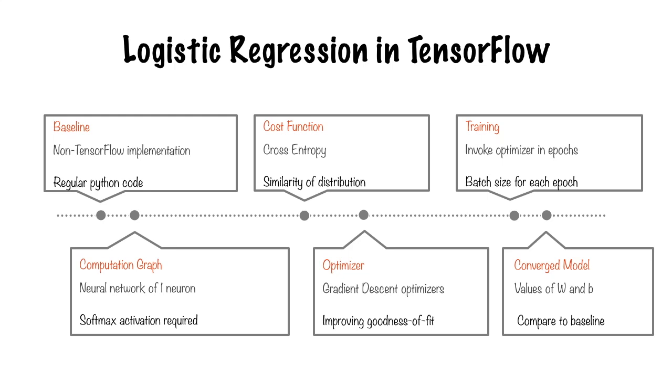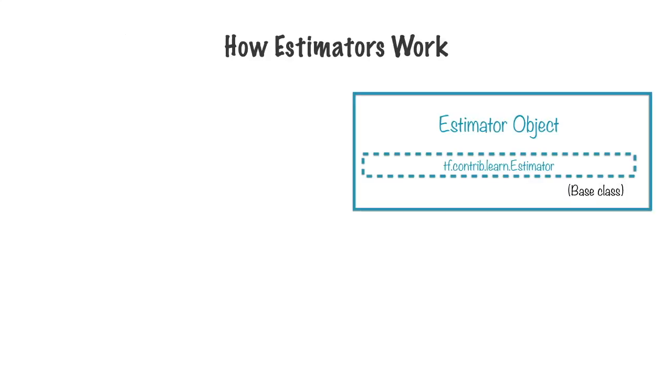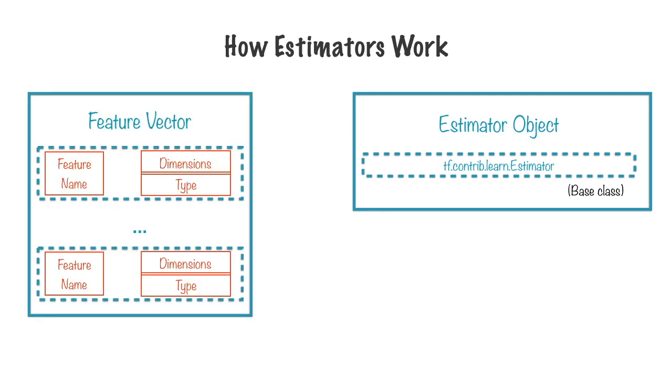This is where estimators come in handy. These are a high level way of performing these same algorithms with just a few lines of code. So here's the basic idea of how all estimators work. We need to instantiate an estimator object. We also need to specify a list of all possible features out there. This is a very large, possibly very complex feature vector.